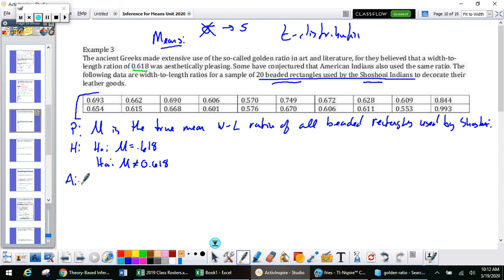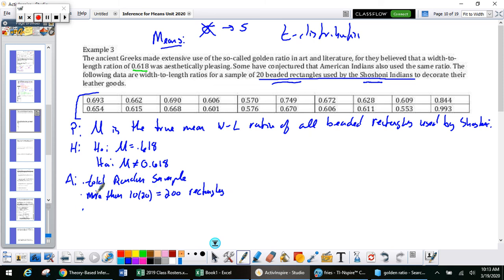So number one, we were told it was a random sample. Remember, that provides us with unbiased estimators. Okay, number two, we know that there's more than 10 times the sample size. 10 times 20, 200 possible rectangles. Okay, third condition, normality or large sample size.